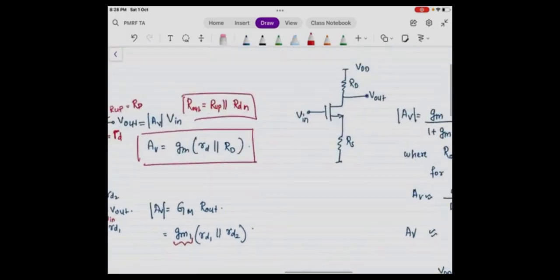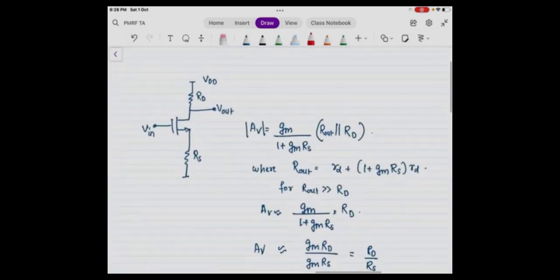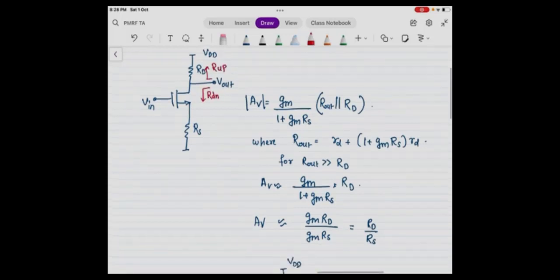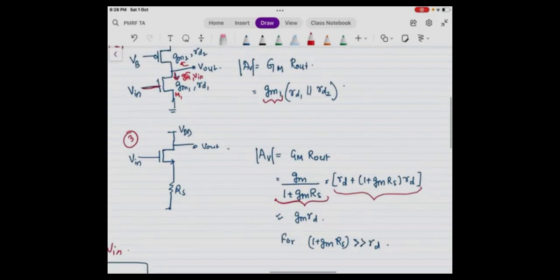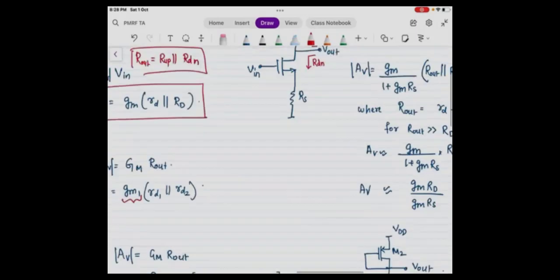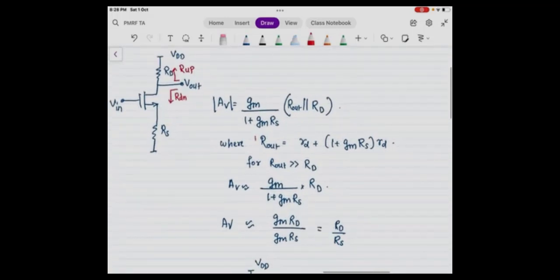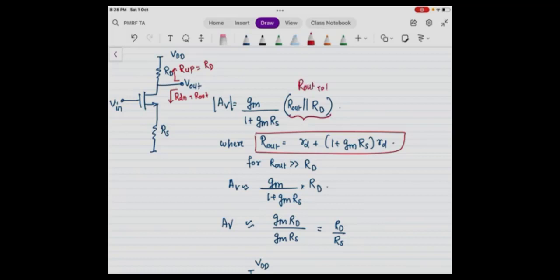The third configuration is what we just saw, so I am not repeating that, the source degeneration. The fourth configuration can be that there is another RD present. Again, R up is this, and R down is this. You found out R down, right? R down is what we saw in the third configuration, this one, which I have written as R out. And R up is nothing but RD. So RD parallel R out is what I have written as the total output resistance. Let me write that as R out total.